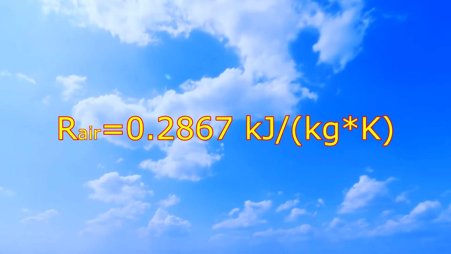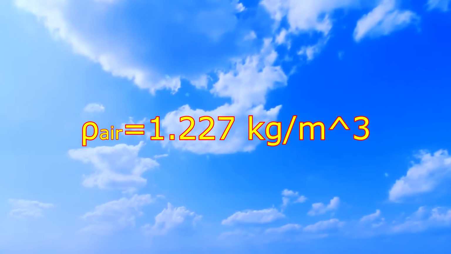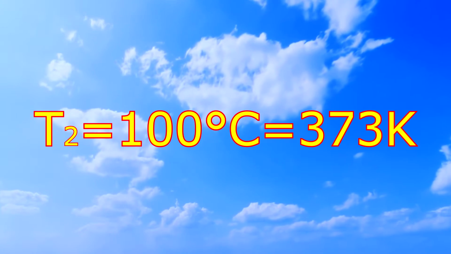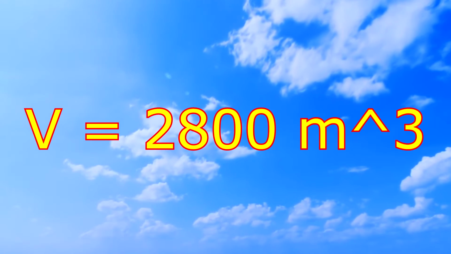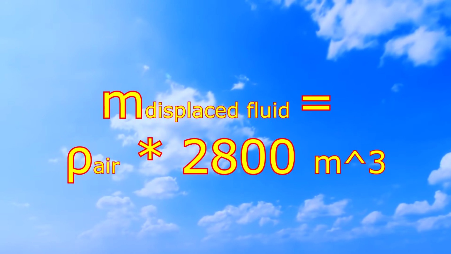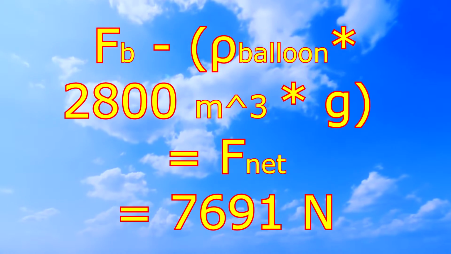Having found the specific gas constant of air, and knowing it's the ambient pressure with a chilly 15 degrees Celsius, we can now find the density of the balloon using the ideal gas law. The air inside the hot air balloon is then heated to approximately 100 degrees Celsius. We then reapply the ideal gas law to find the new density. Knowing the average volume of a hot air balloon is 2,800 meters cubed, we can then find the mass of the displaced fluid. This will help us find the buoyancy force. We then need to subtract the actual weight of the hot air balloon so that we can find the net force acting on it.